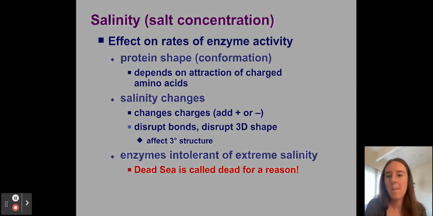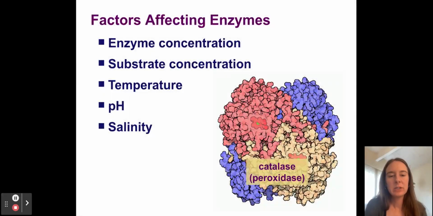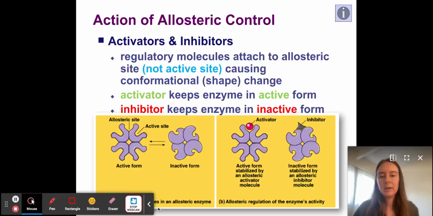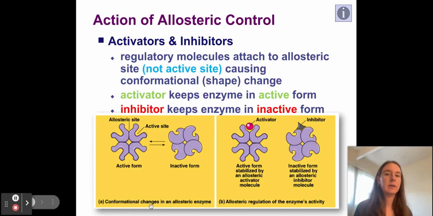It's too salty. All right, so just to recap, we've talked about enzyme concentration, substrate, temperature, pH, and salinity. You need to know these. These are the factors that affect the rate of reaction for enzymes. Now, besides temperature and salinity and pH and some other factors, there's something called allosteric control, which basically can cause enzymes to become active or inactive.